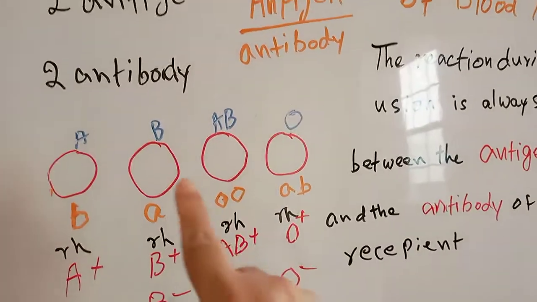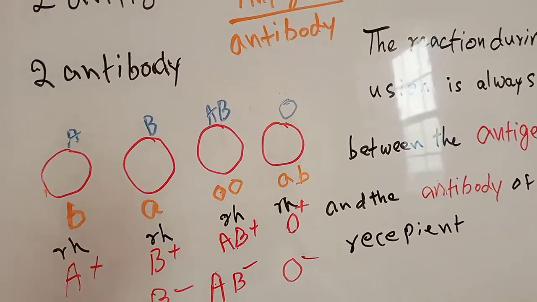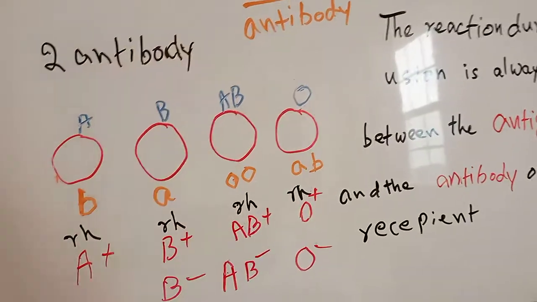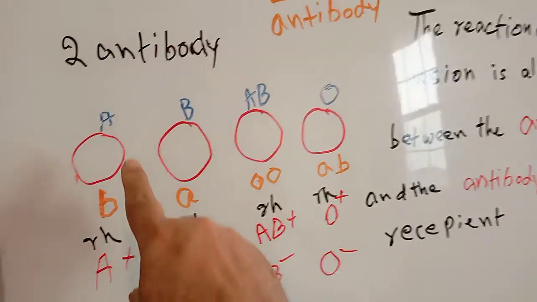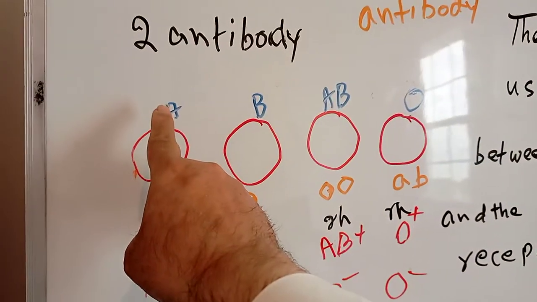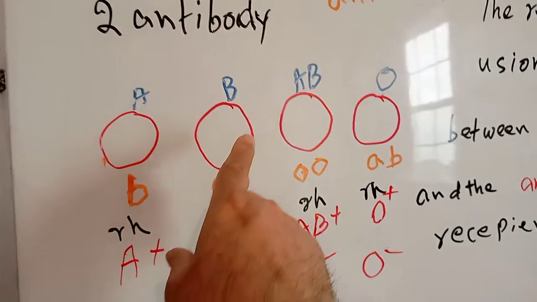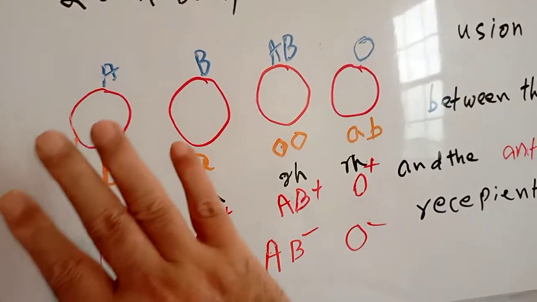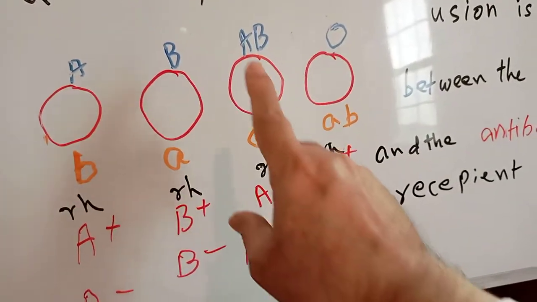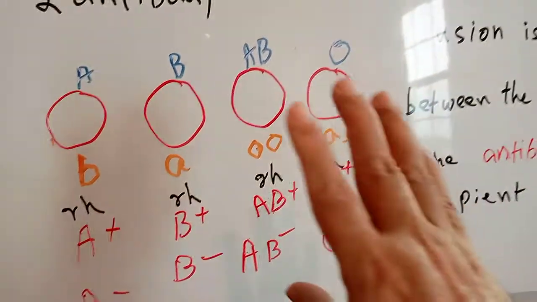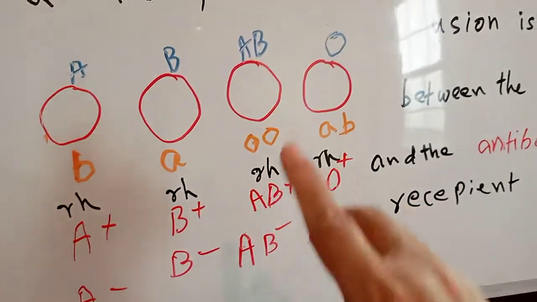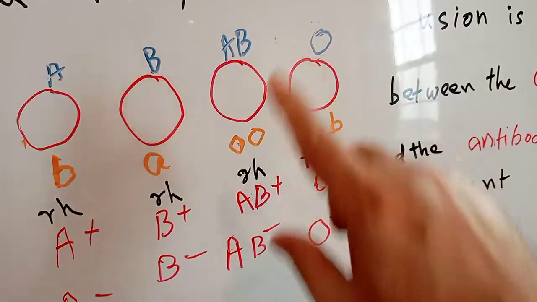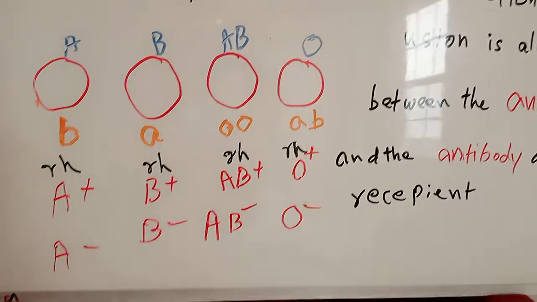So I have shown here four RBCs. Whatever is the antigen present on the surface of the red blood cell of any person, that is the blood group of that person. Here, this person has antigen A. His blood group is A. This person has antigen B on the surface of the red blood cell. The blood group will be B. This has both the antigen A and B, both are present. So this person will have blood group AB. And the fourth person has no antigen, so it will have blood group O. O means nothing, no antigen is present.